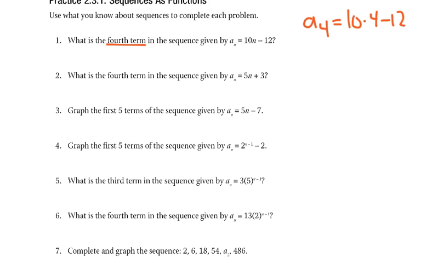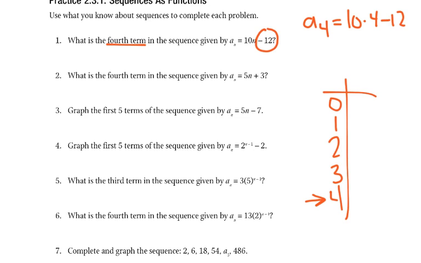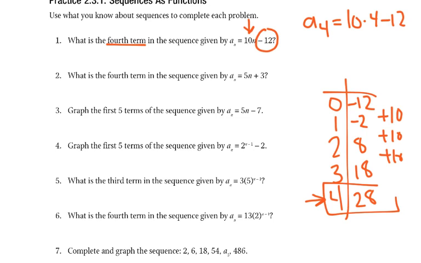Now, there's another way we could do this as well. Realizing that we're looking for this fourth term, we see that our starting number is negative 12, and our growth is that we're adding 10 each time. So we could do that as well to get our numbers. So the fourth term should be 28.